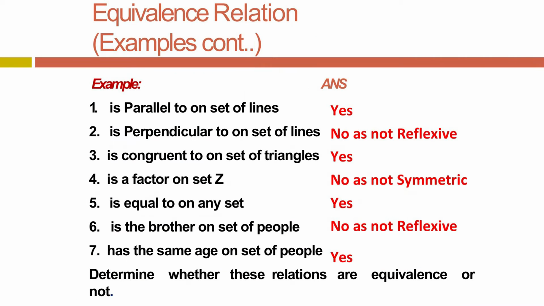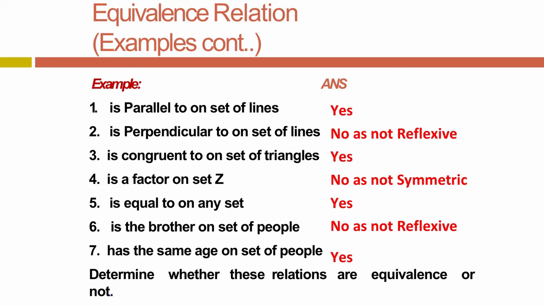So, let us take some more examples on equivalence relation. When we are testing an equivalence relation, 2 things must be taken into consideration. One is what is the set, the other is what is the relation. The first example is "is parallel to" on the set of lines. So, what is your set here? Set of lines. The relation is "is parallel to", so the elements of this set are lines.